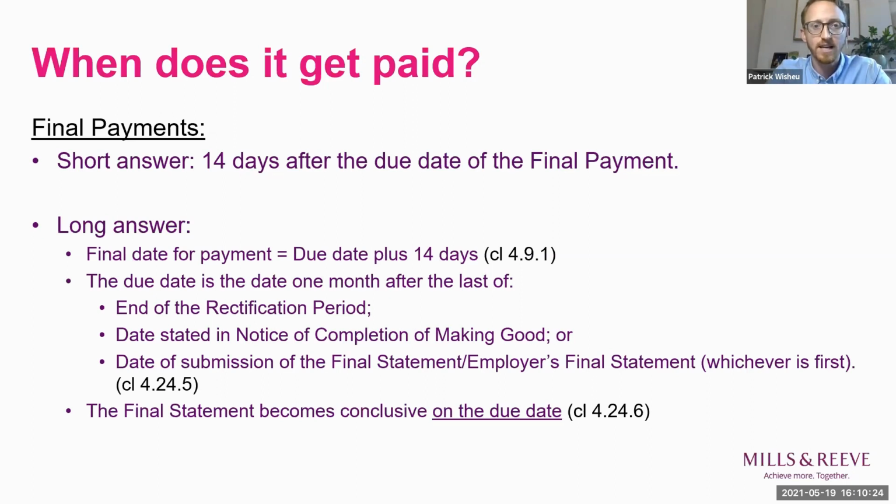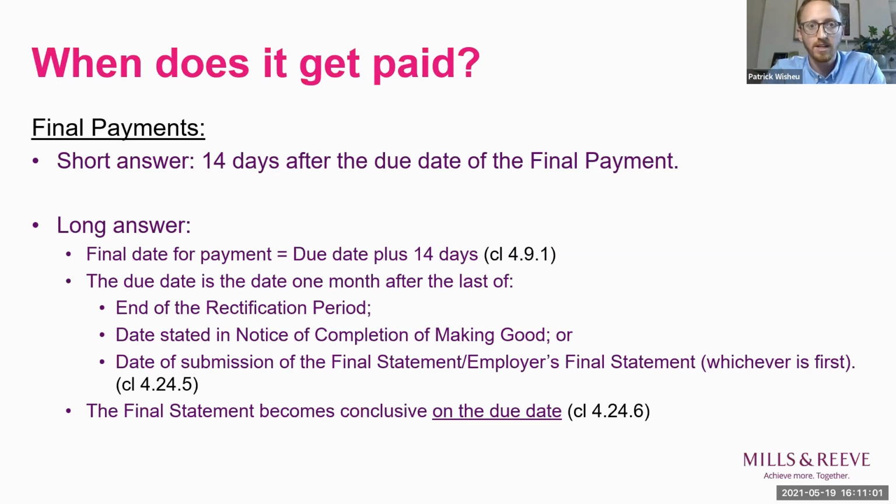So that's the end of the rectification period, which will be a period of months after PC that's set in the CPs, or by default 6 months, or the date stated in the notice of completion of making good, or the date of submission by the contractor of the final statement, or if the contractor doesn't put in a final statement and the employer puts in the requisite notice compelling them to, and the contractor still doesn't, the employer's final statement. So it's 1 month after the last of those is the due date. And to figure out what 1 month is, it's just the corresponding date in the following month.